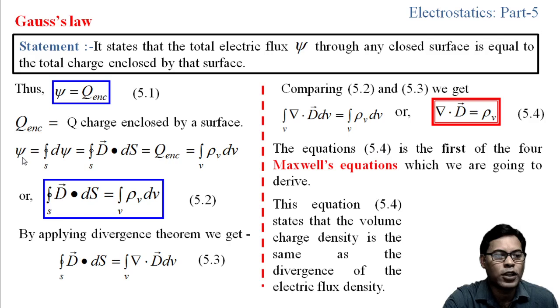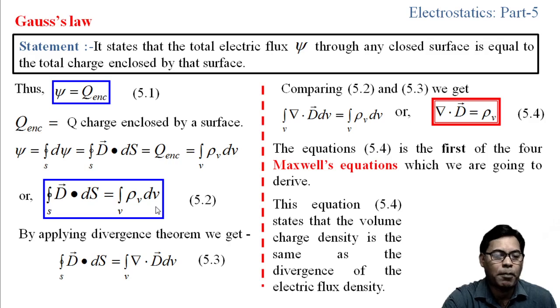Here the total flux psi can be written as the closed surface integral of d psi, which is equal to the closed surface integral of D dot dS equals Q enclosed. Here Q enclosed also can be written as the volume integral of rho v dv, where rho v is the charge density. From that we get equation 5.2, which says that the closed surface integral of D dot dS equals the volume integral of rho v dv.